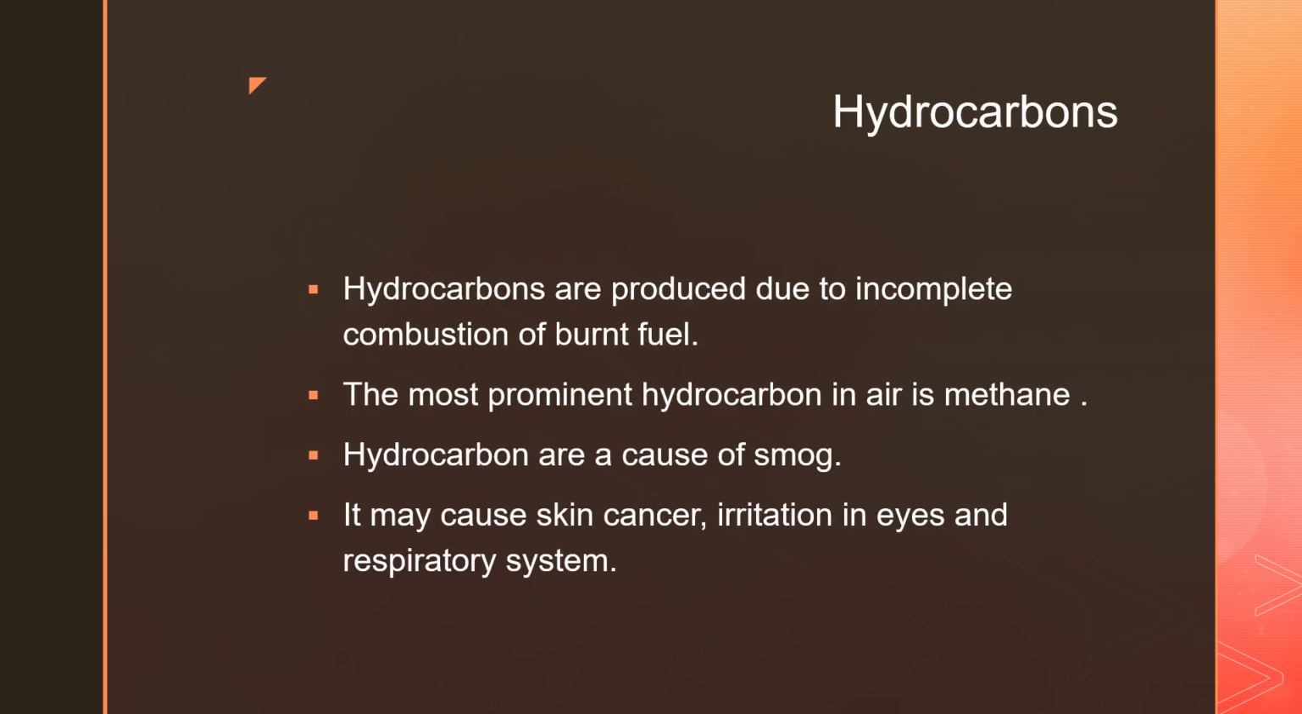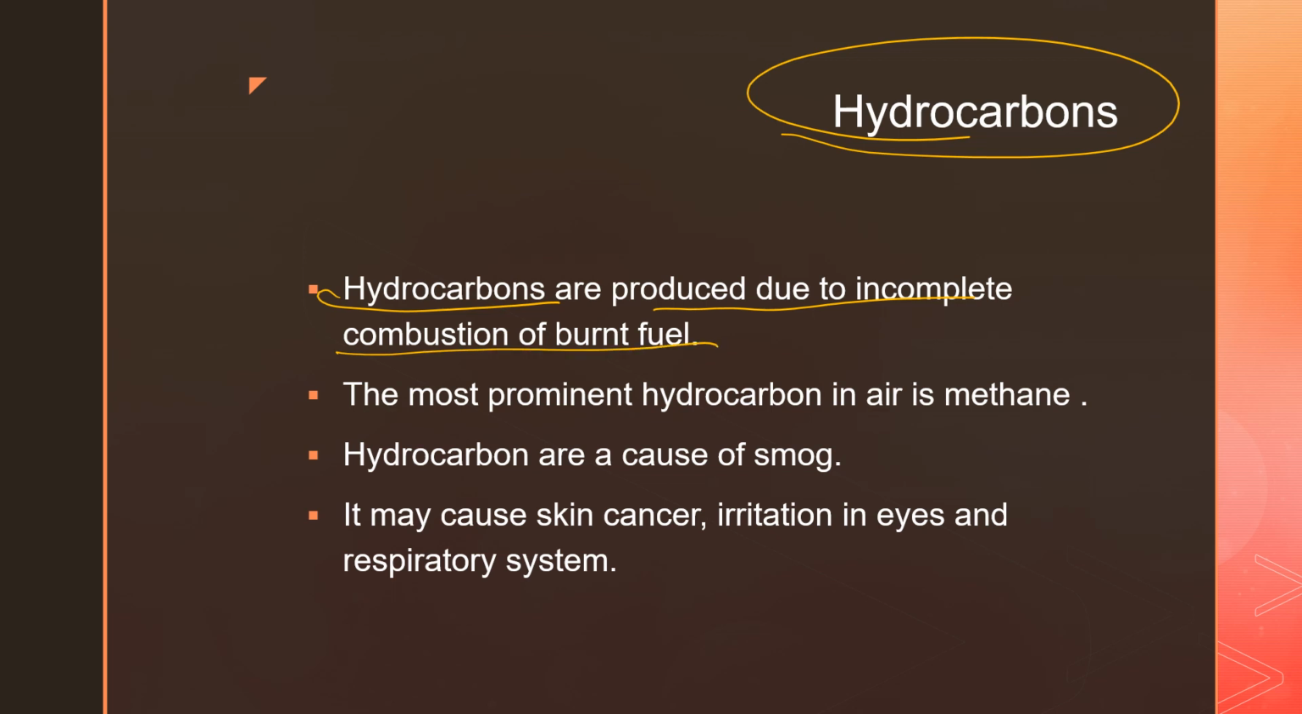Now next comes hydrocarbons. What are these doing? Hydrocarbons are produced due to incomplete combustion of burnt fuel. So when the fuel is not completely burnt, then hydrocarbons are produced. The most prominent hydrocarbon in air is methane. We have already spoken about methane being one of the greenhouse gases, and it is a very prominent form of hydrocarbon. Hydrocarbons cause smog also.